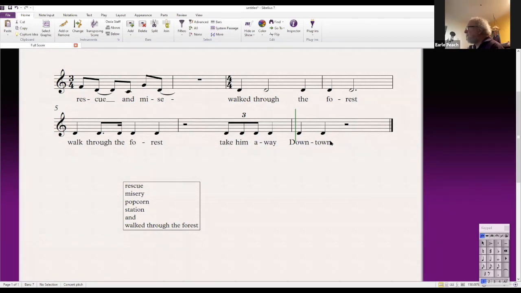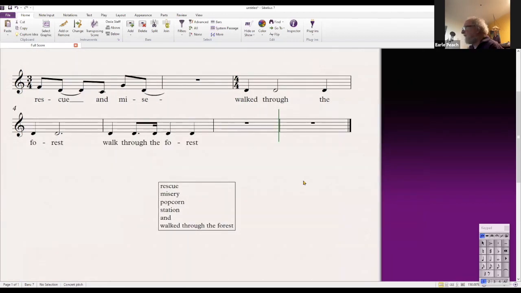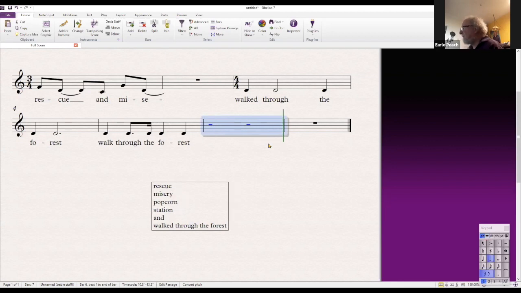Those characteristics of the words actually affect your rhythmic choices. We were going back here to walk through the forest. Say that word line for me. Walk through the forest. Walk through the forest. Nice. Okay, so this is what that sounds like to me.